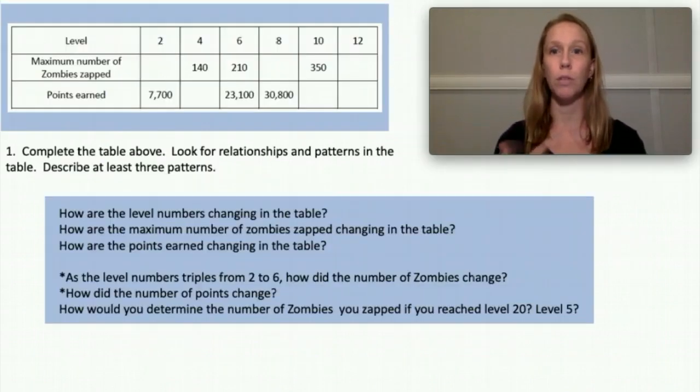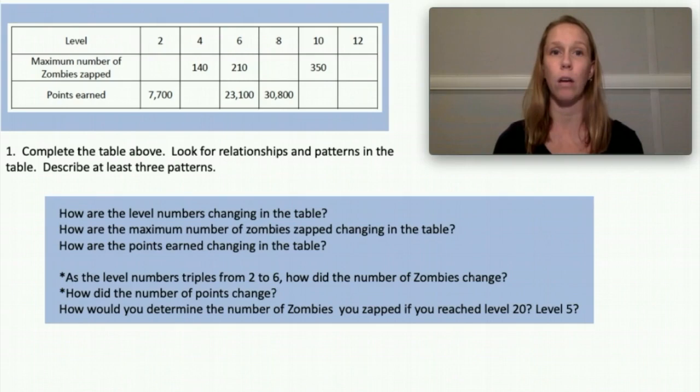So take a minute, if you can pause the video, and complete the table. Fill in the missing values and look for some relationships and patterns in the table. The first thing you're going to need to do is describe at least 3 patterns. So I've added some questions to the slide that might help you do that if you're trying to figure out what those patterns could be. So think about, how are the level numbers changing in the table? How are the maximum number of zombies zapped changing in the table? And how are the points earned changing in the table?